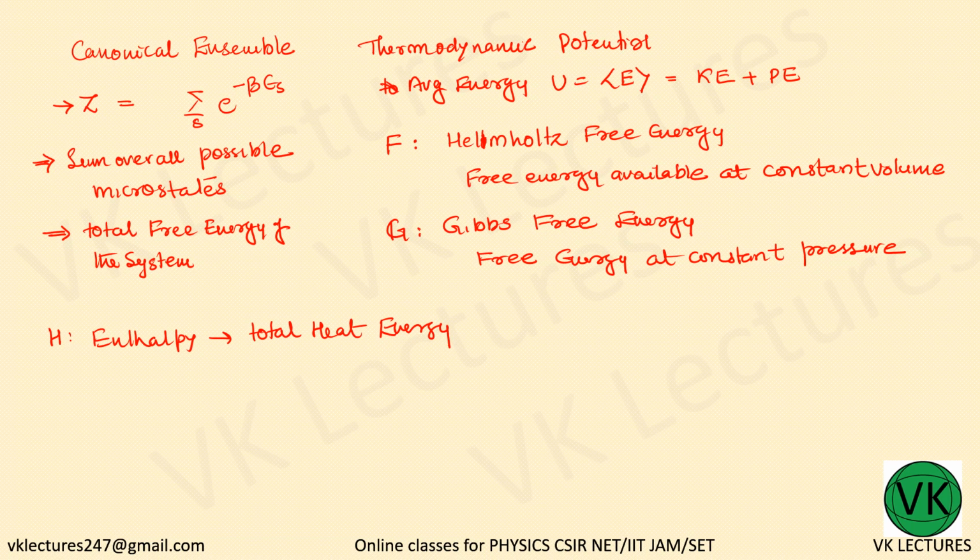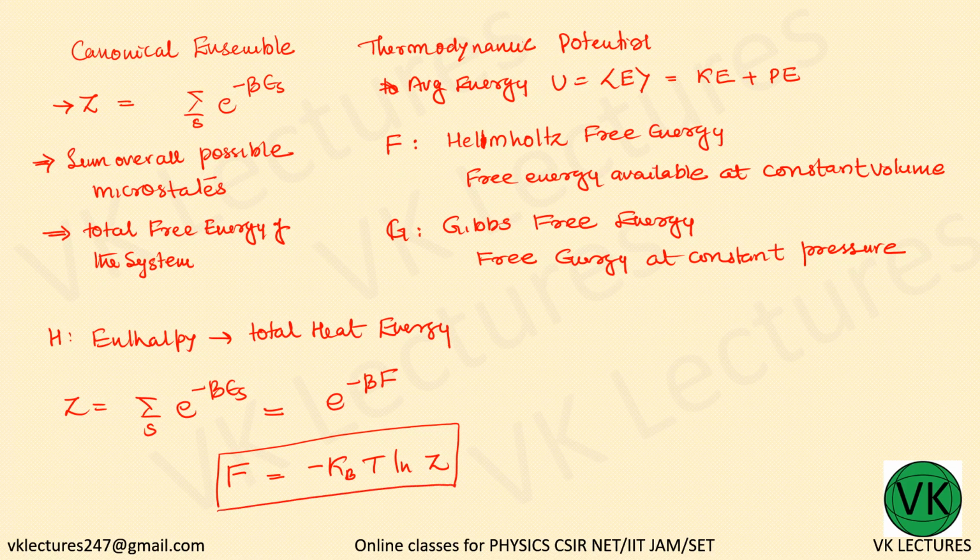So for the different thermodynamic potentials, we can write Z, which is equal to the sum over s of e to the power minus beta Es, as e to the power minus beta F. So Z is equal to e to the power minus beta F, and from this we can calculate F as equal to minus kB T log Z. So this is the relation connecting the partition function Z and F, the Helmholtz free energy. You can derive this from here.